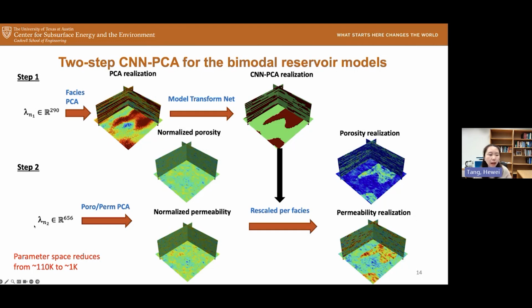And then after I update this parameter, I use this CNN-PCA approach to regenerate phase, porosity, and permeability distribution. And this distribution will be my input to my deep learning-based surrogate model, and for the following observation data prediction and also for reservoir performance forecasting. Hope this answers your question.